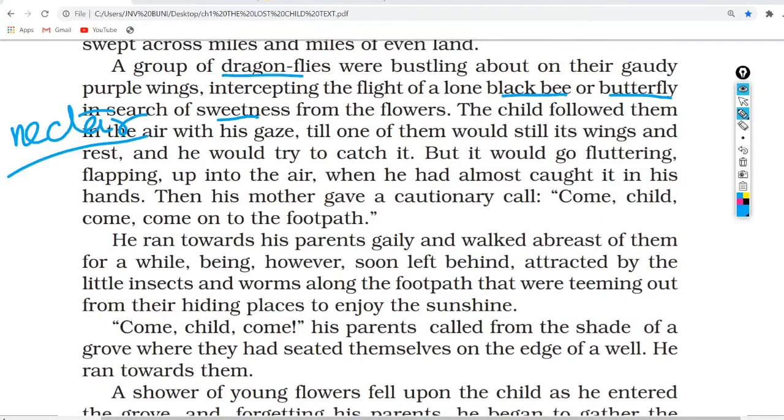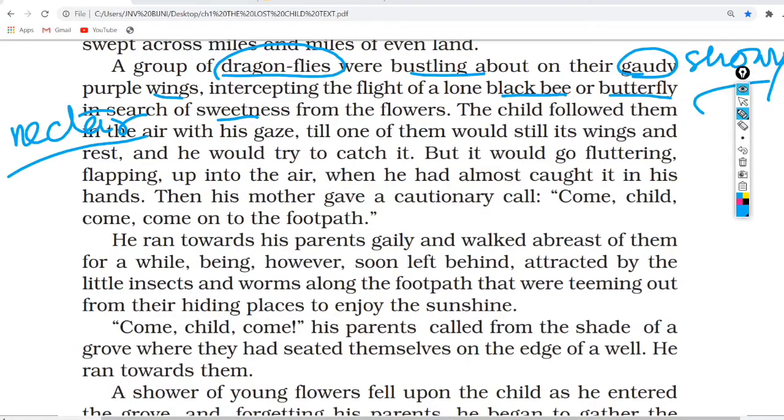Therefore, you can see the dragonfly. Have you seen the dragonfly? Beautiful, beautiful. It is also a kind of fly. Okay. Butterfly is there. Dragonfly is different in color, shape and pattern. There is the group of dragonflies. They were bustling about, they were simply moving about in their showy, gaudy means showy, purple wings, and many times they collided with the lone bee or the butterfly.